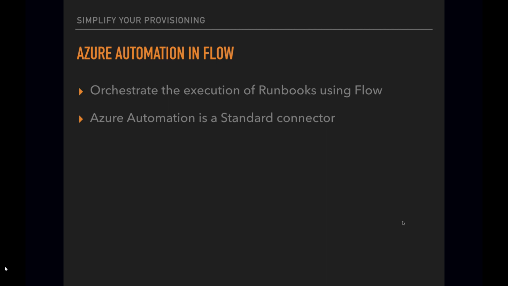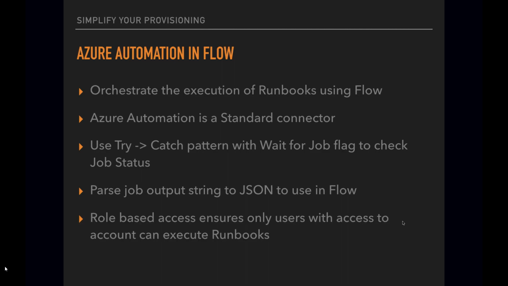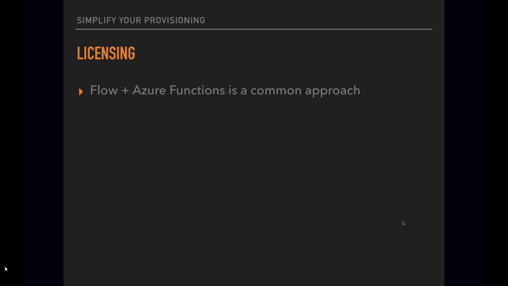So Flow, like I say, we showed how you could orchestrate that. Azure Automation is at the moment a standard connector, so you don't need a premium license to run these. It's useful to use the try-catch pattern. Have the condition to make sure that you're checking for the completed status, and use the wait for job flag to make sure that the runbook has actually completed before Flow moves on to its next steps. If you want to output JSON from the runbooks, then it's best to use the parse action in Flow to reuse those. And again, as we showed in Flow, you've got the role-based access in there as well. You have to have access to the automation account and subscription to actually run those.